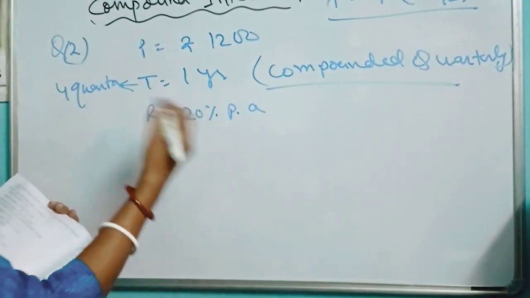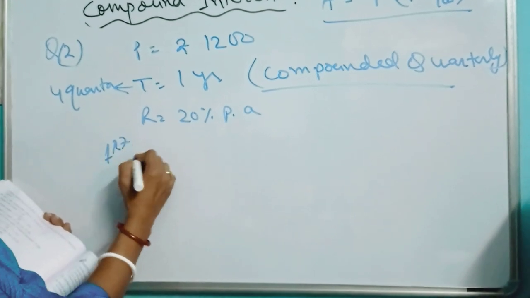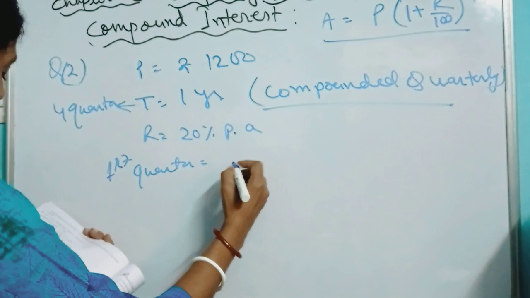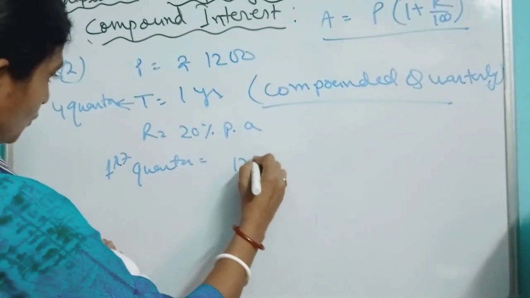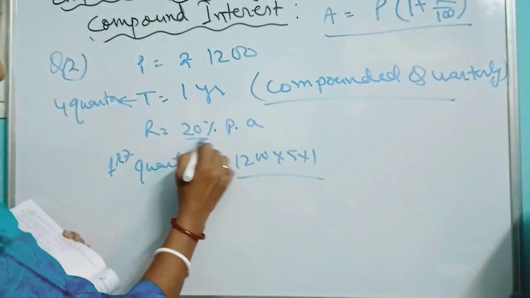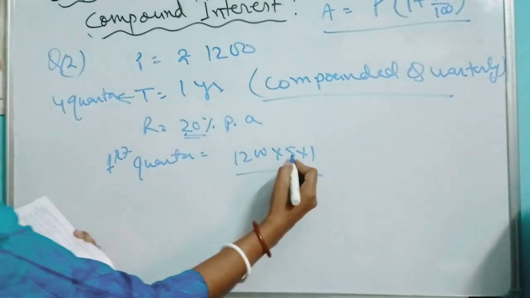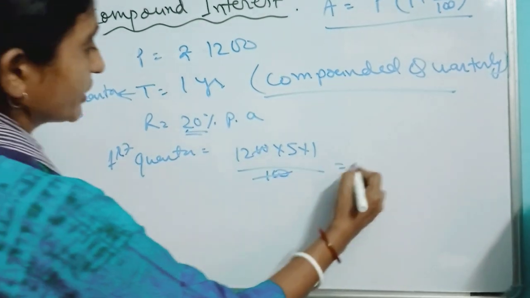If I am going individually for the first quarter, how much will it be for the first quarter? It is 1200 into 5 into 1, because it is per annum, so it will be divided by 4. So here it will become 5 by 100, so let's cancel. You are getting 60 rupees.